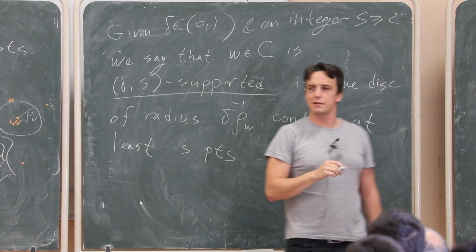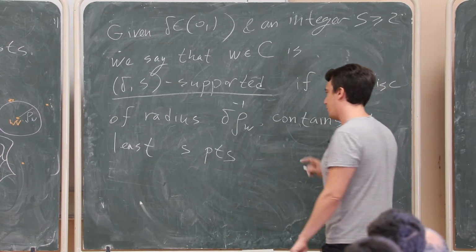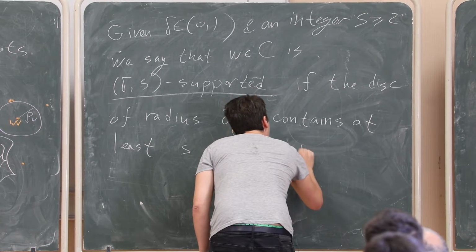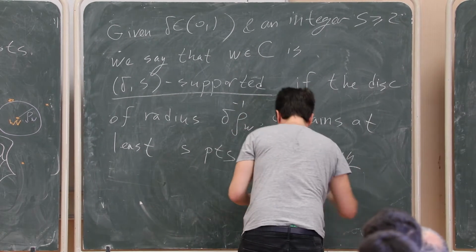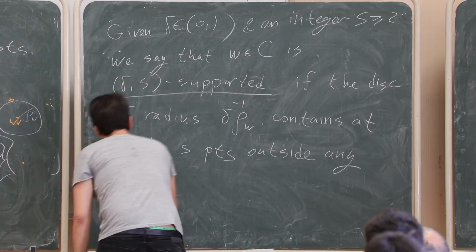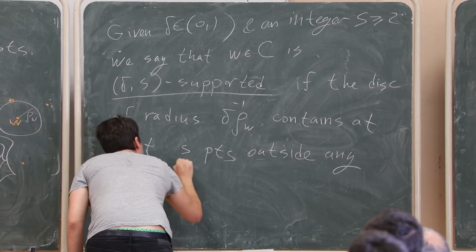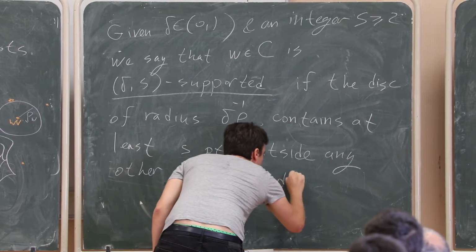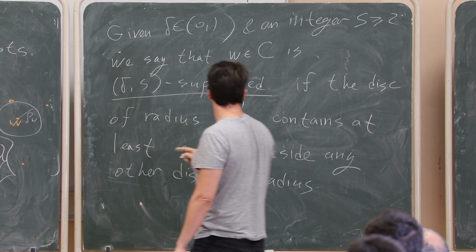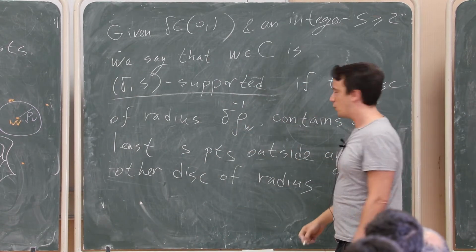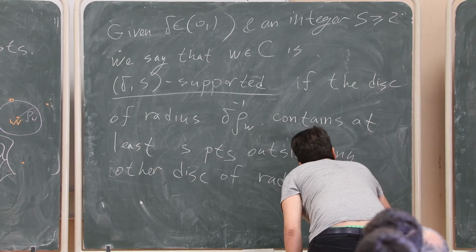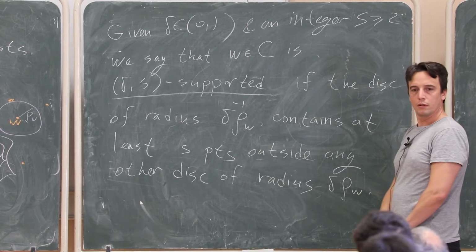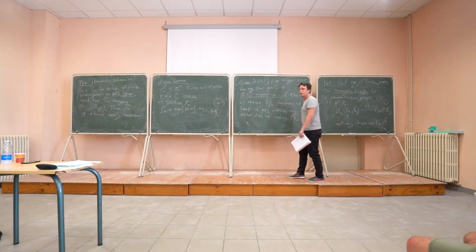So if this was just this definition, this would have been easy, but with the further condition, outside any other disk of a much smaller radius, radius delta times rho w. Okay, this is the definition.